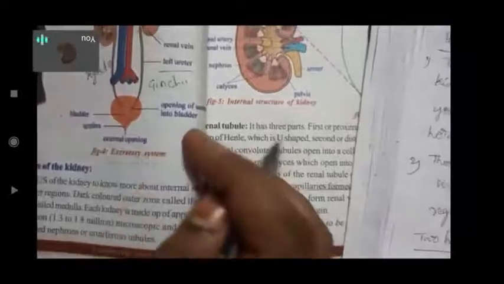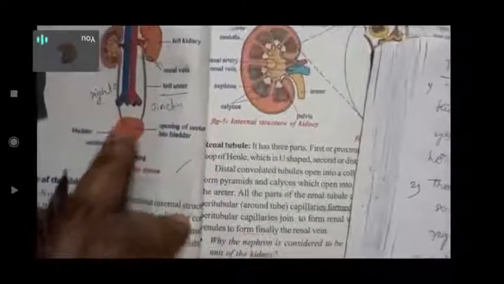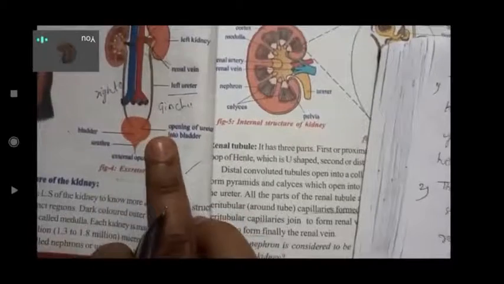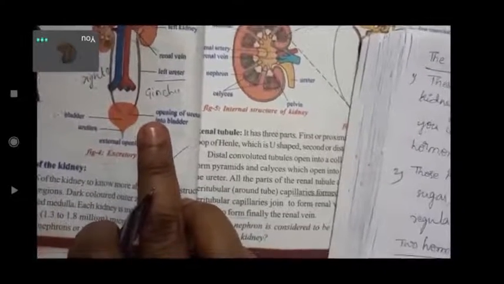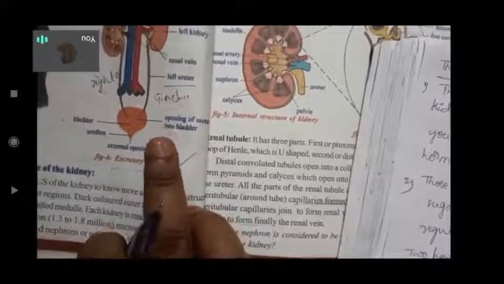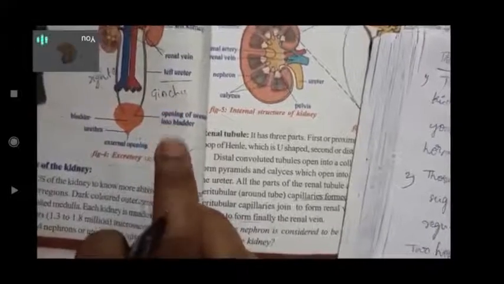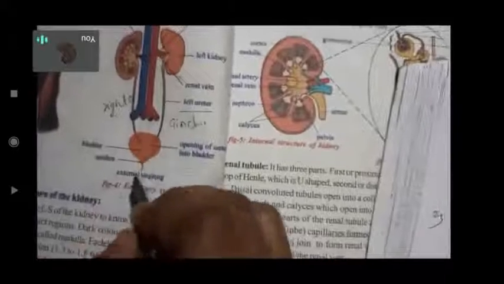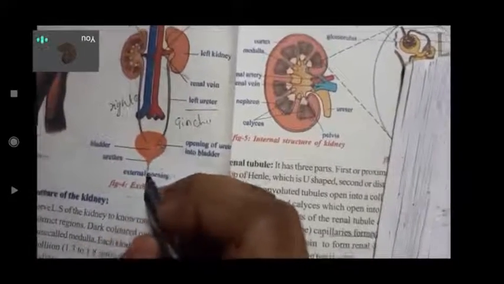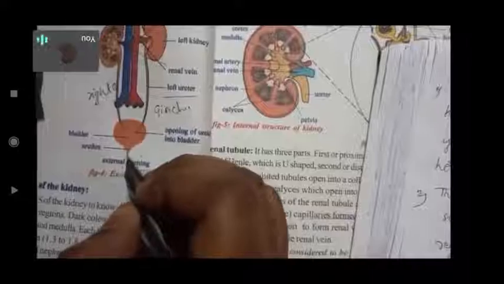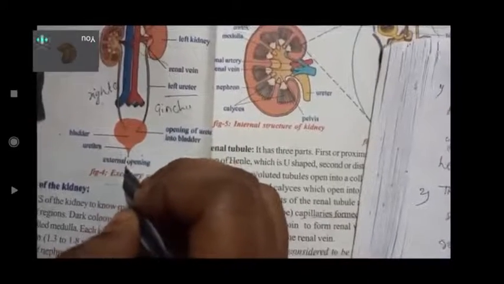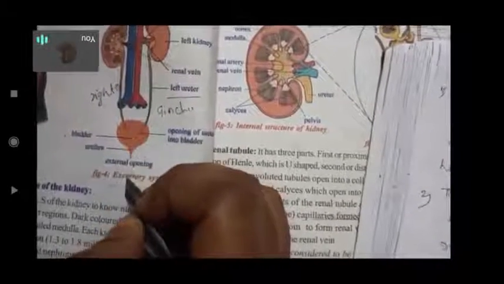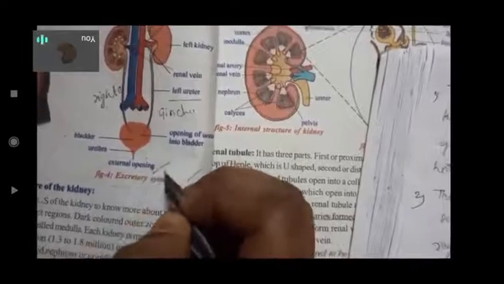Next, the openings are also there. Both the ureters open into the bladder here. This is the bladder, a muscular sac in the pelvic region just above the pubic bone. Just above that, where the pubic bone exists, we have the bladder. Next, the urethra is the opening. It is a tube that carries urine from the bladder to the outside, and this is the external opening.